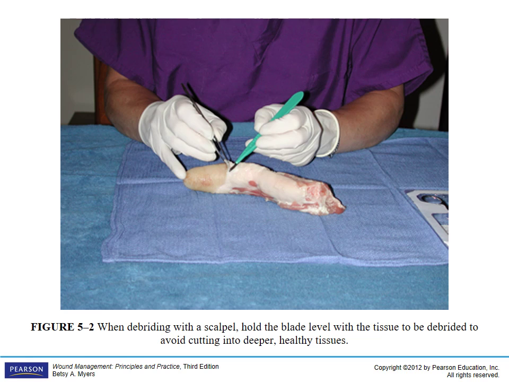Okay, you can see what they're doing with their left hand: they're taking the forceps and picking up the devitalized tissue, and they're taking the scalpel and slicing very thin layers. You do it parallel to the surface of what you're debriding. It's really important you go parallel to the surface so that you're not going into deeper healthy tissue.